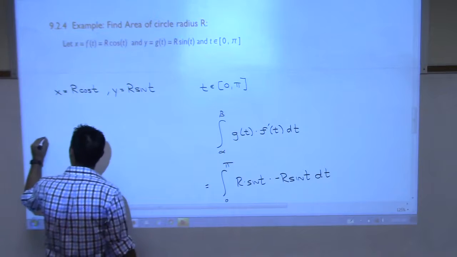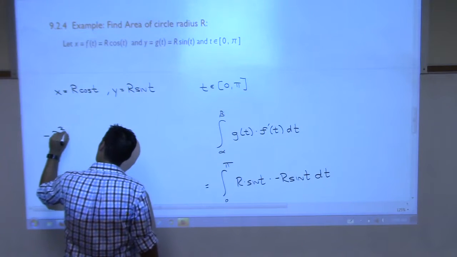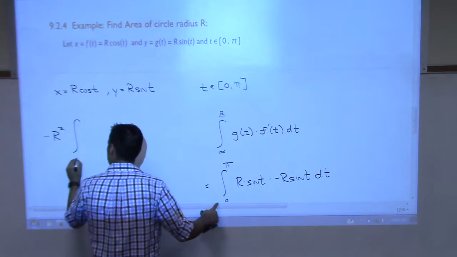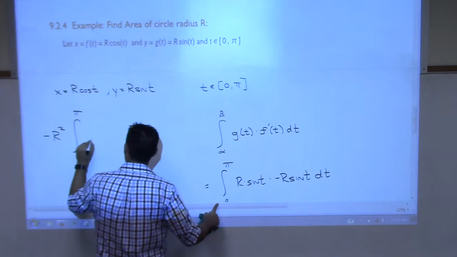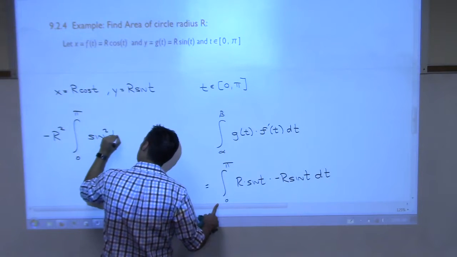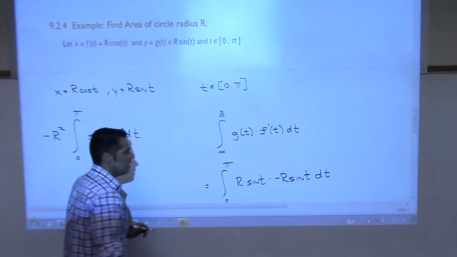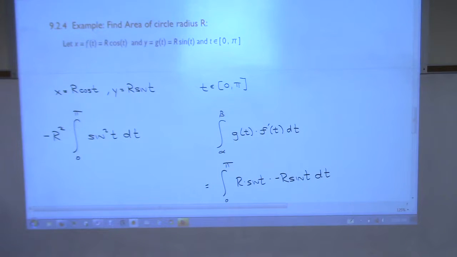So we pull out a negative r squared, integral 0 to pi of sine squared t dt. Yeah, because we have sine times sine, so it's sine squared. What do we do with this? Power reducing or half angle? Half angle formula or power reducing formula.